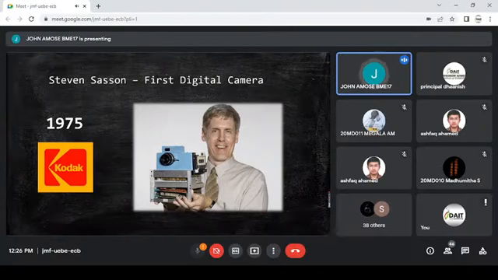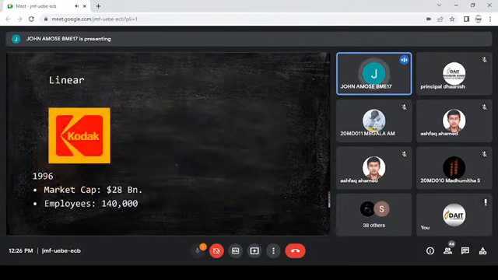So when Kodak came, it was a huge revolution, 1975, and you can see the early models that they had, right? But if you look, Kodak had a very linear growth. By 1996, the market capitalization was 28 billion. It had 140,000 employees. So this was a huge company at that time.